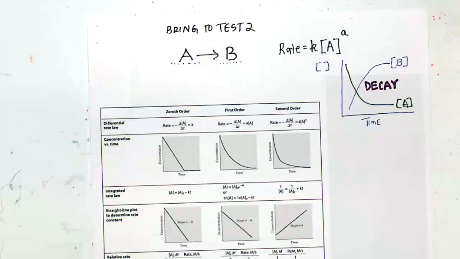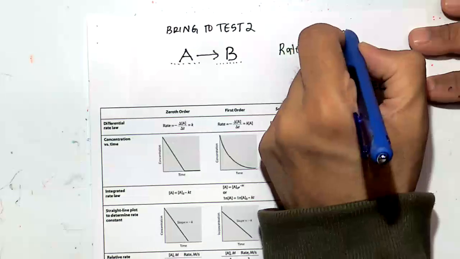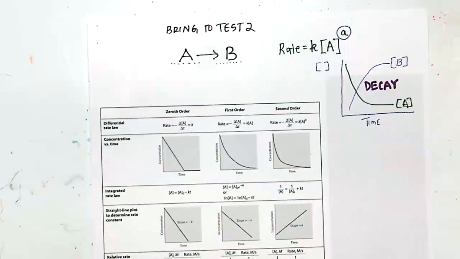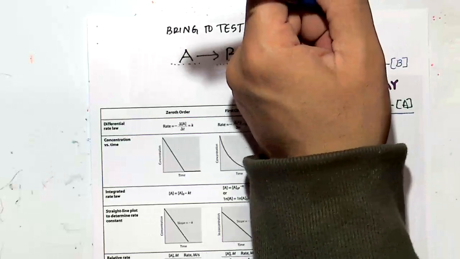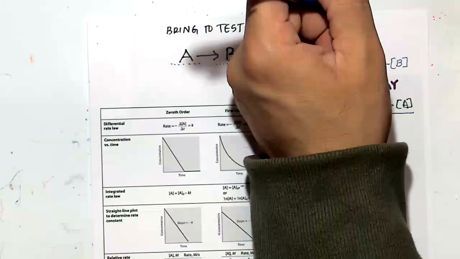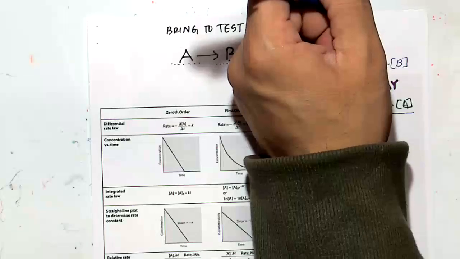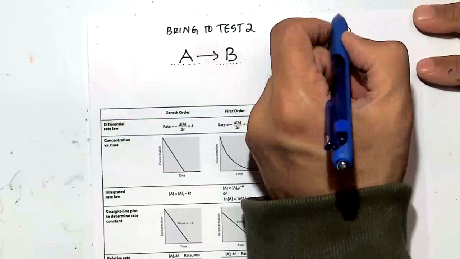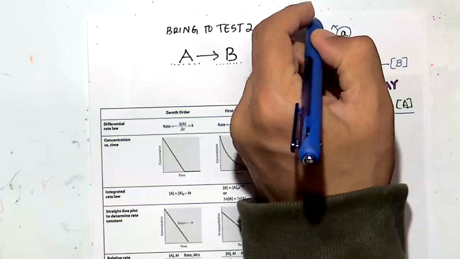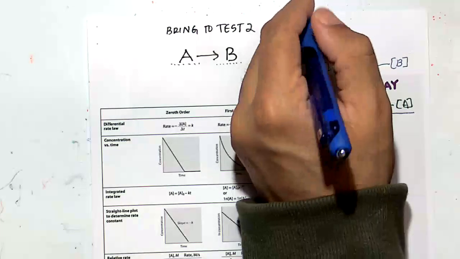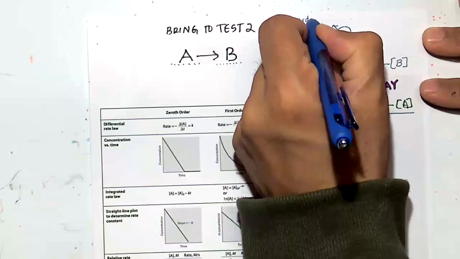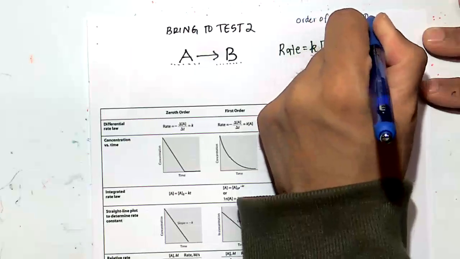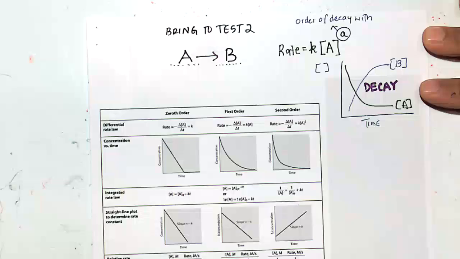Decay of A. So this decay of A is symbolized by this exponent a. This is called the order of decay with respect to reactant A. There's only one reactant. If there are 2 reactants, there's going to be 2 orders. 3 reactants, 3 orders with respect to that individual reactant. So I'm going to call this exponent a the order of decay with respect to reactant A.